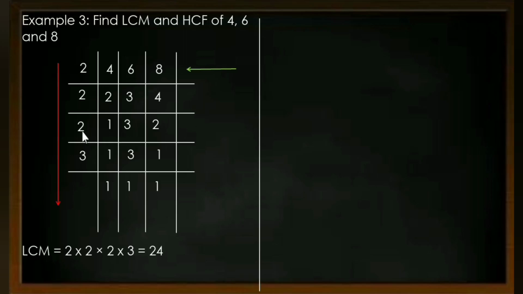Moving to the next row. Obviously, there is a 1 here which 2 did not divide, so this row is not up for consideration. 3. There is 1 here which 3 could not divide, so it is not up for consideration. So our HCF is 2, because it was only 2 here that divided the numbers under consideration without remainder. So our HCF is 2.